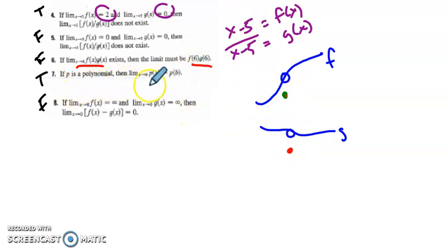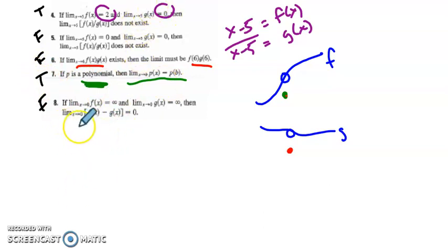Next, if p is a polynomial, this effectively says the function is continuous. If the limit as x approaches b of the function is equal to the y value of the function, then the function must be continuous. This is the definition of continuity. All polynomials are continuous, therefore this is true.